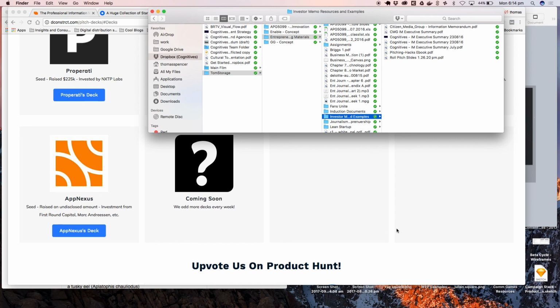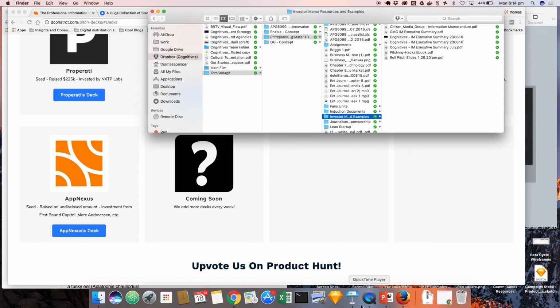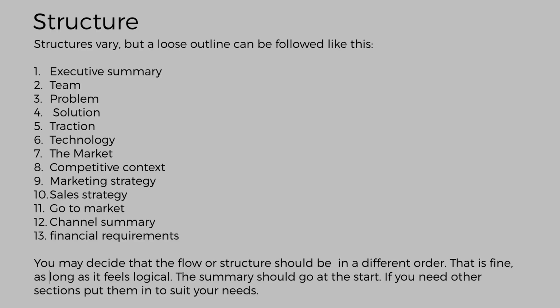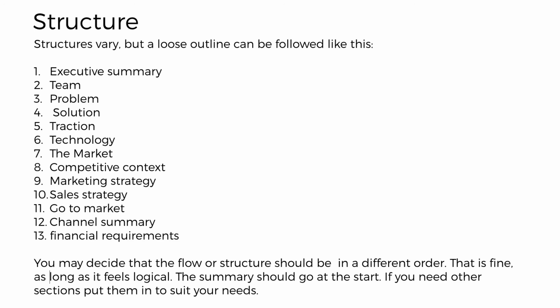In your marketing strategy and your go-to-market or your channel summary, depending on what structure you go for. So if I go back to the recommended structure, your marketing strategy and your go-to-market and/or your channel summary. So channels you would take your product to market with. And you'd probably want to distinguish between you doing advertising to increase awareness of the brand versus you doing advertising to try and grow an audience.